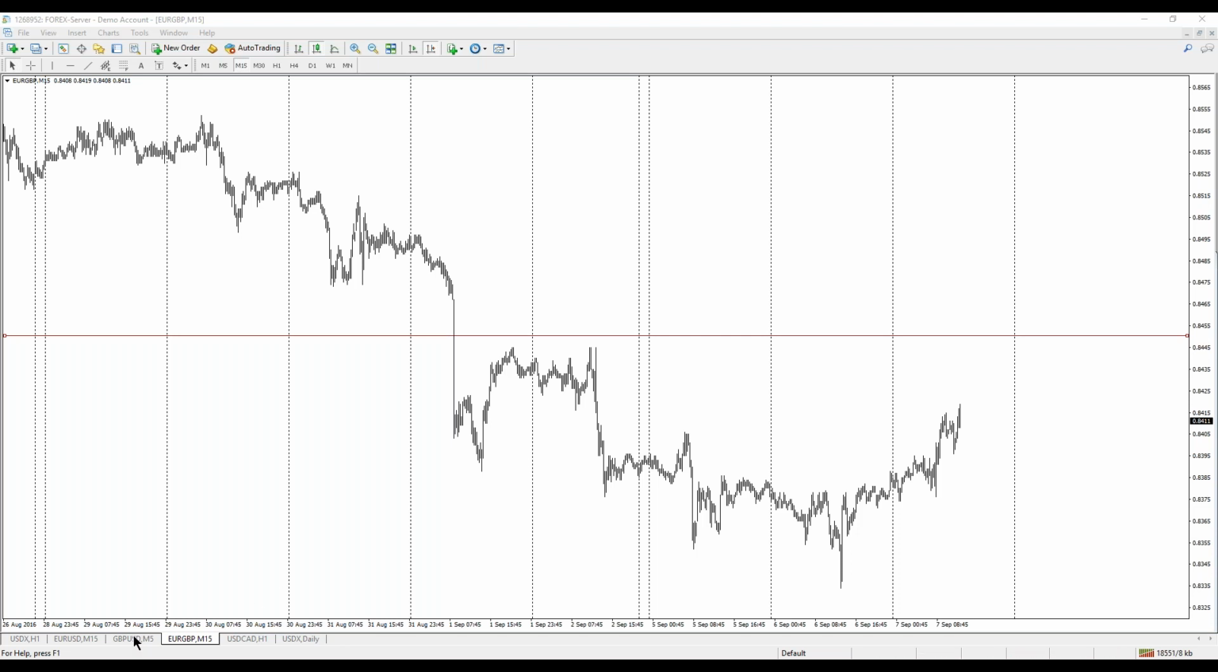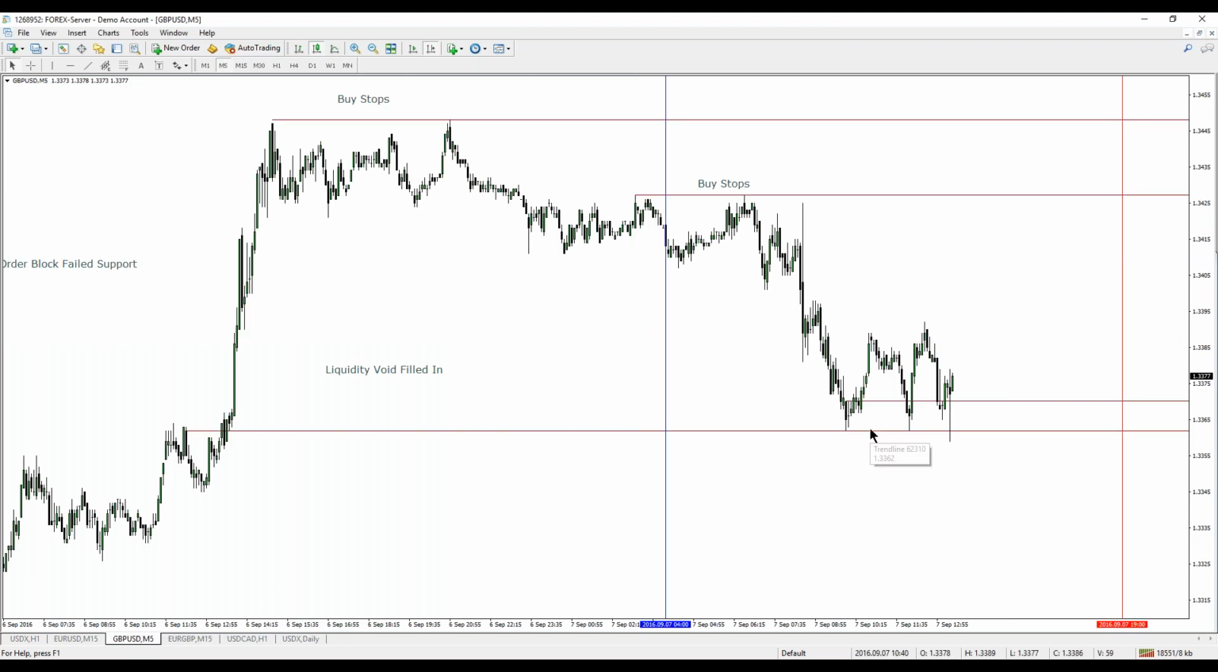But cable, I really like the idea of the announcement on CAD interest rate. I'd like to see it influence the British pound to make a run on these buy stops. Watch that 133.45.